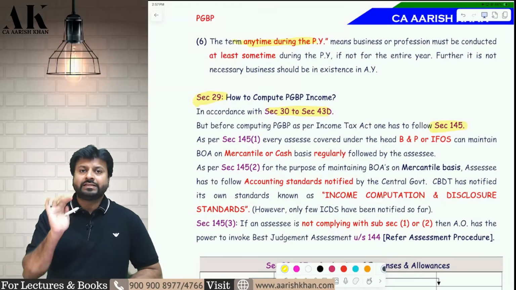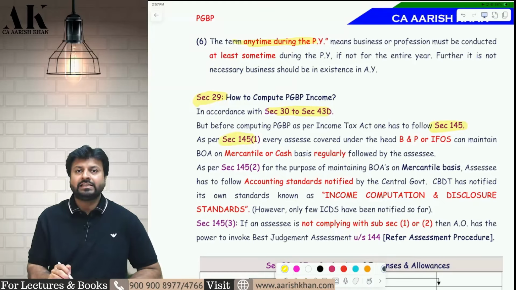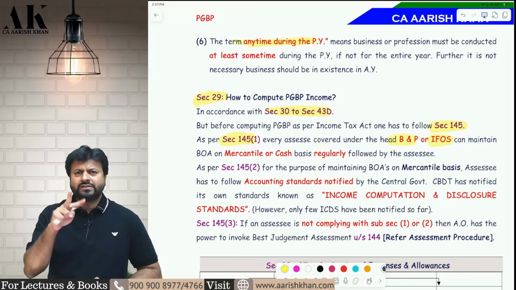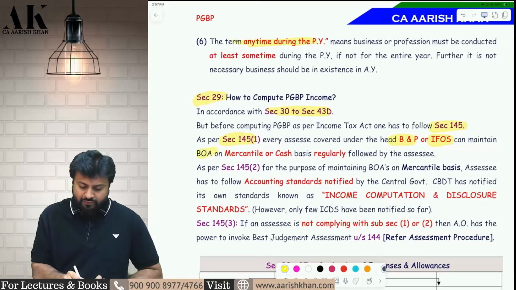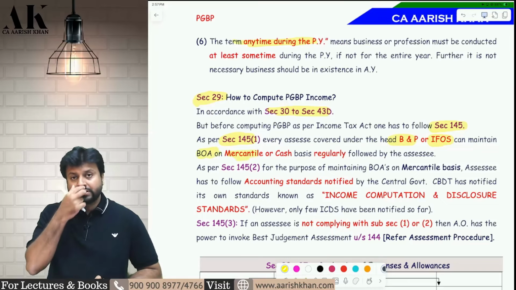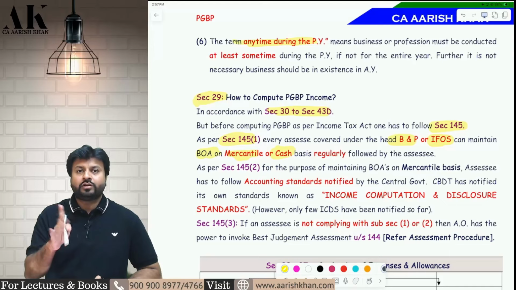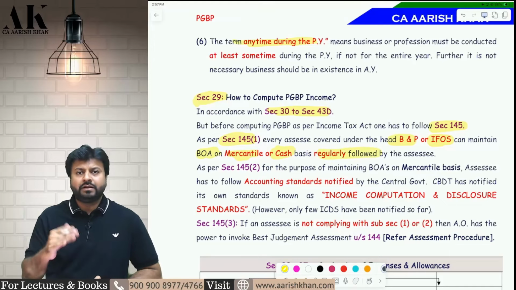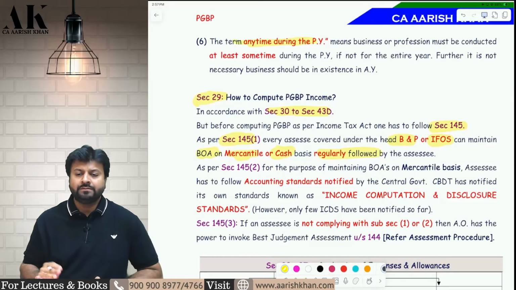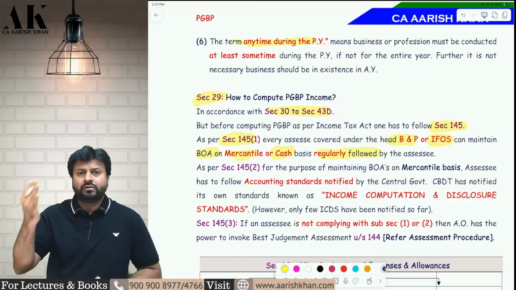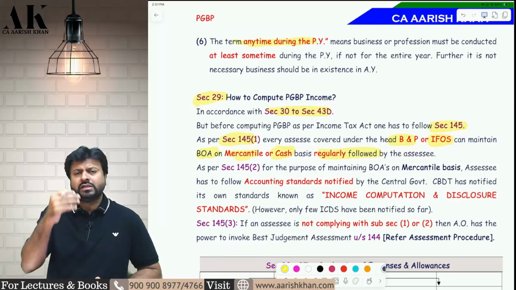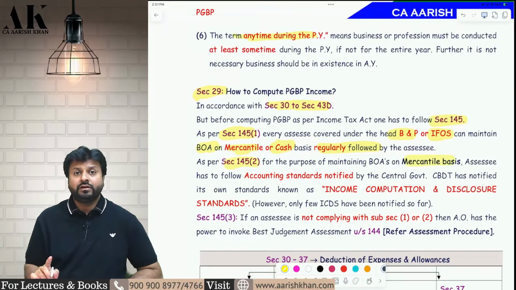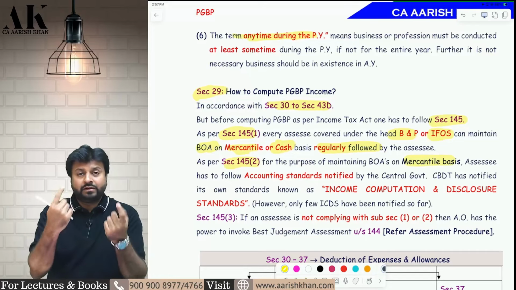And in 145, there are three subsections. The first subsection says that if you are covered under PGBP or under IFOS, either of the two heads, then you have two options. You can follow the books of accounts as per mercantile, which is your accrual system, or you can follow your cash system, whichever is regularly followed by the assessee. You can follow either of them, but whichever is regularly followed by the assessee.